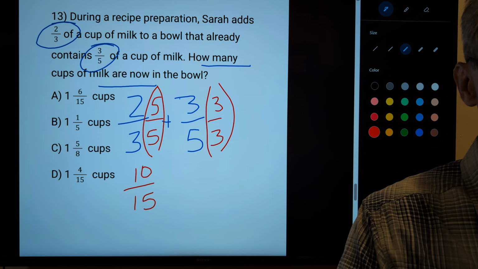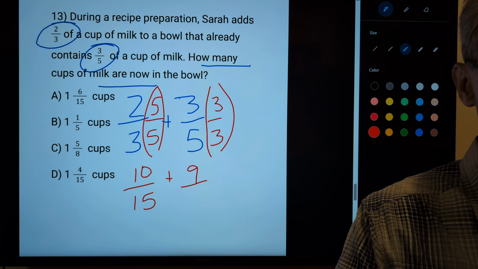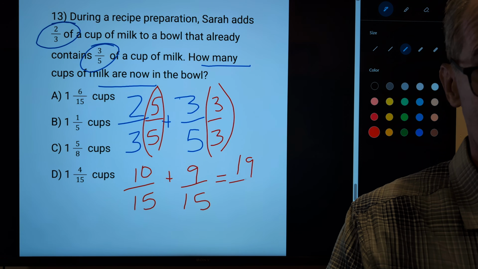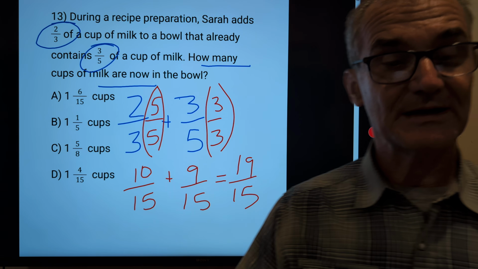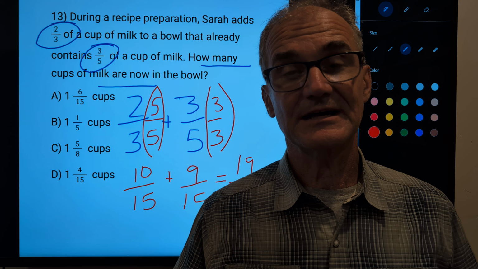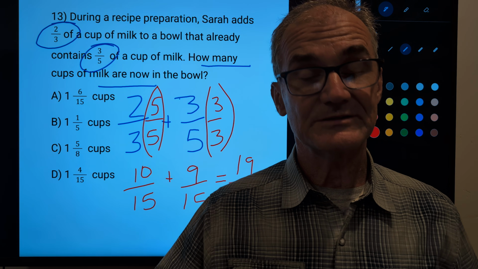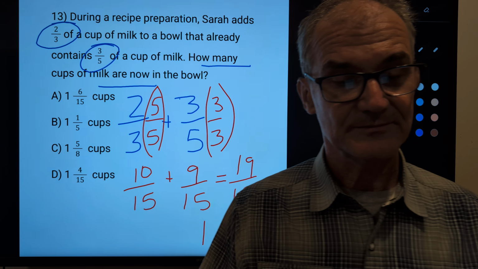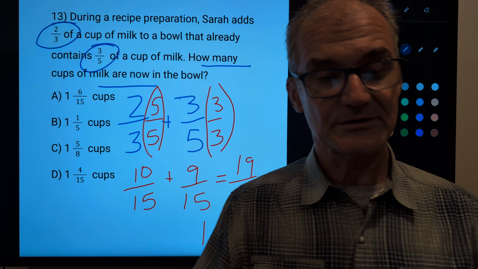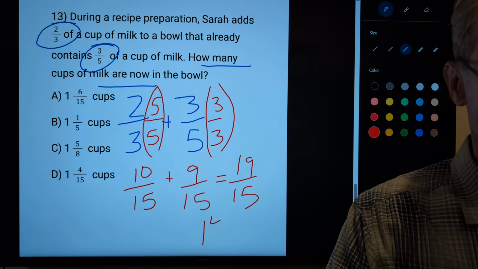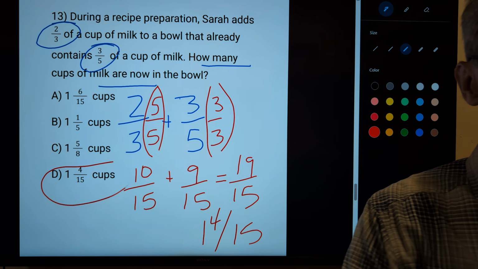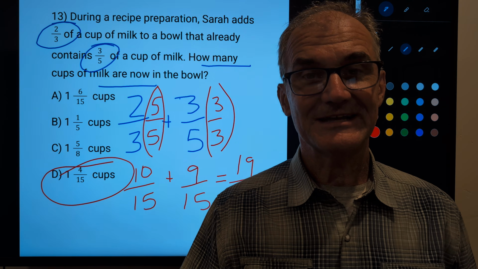10/15 plus 9/15. Add across the top, 19/15. There's my answer. I look at the answer key, it's not there. I need to turn it into a mixed number. 15 goes into 19 one time with 4 left over. So I have 1 and 4/15. Correct answer, answer D, right there.